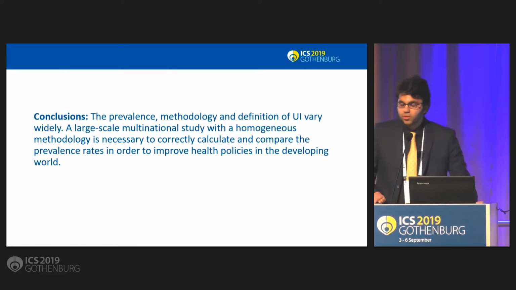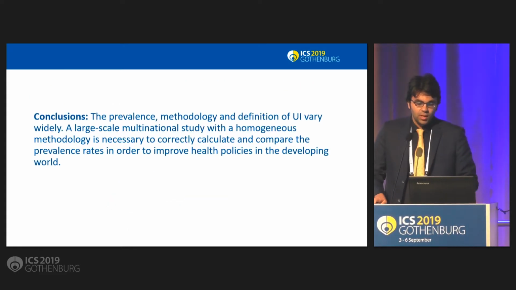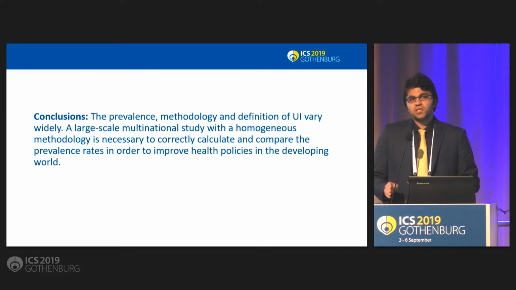And our conclusion that I want to make is that the definitions and the study types for measuring the prevalence of urinary incontinence vary widely in different countries, and it is necessary for all of it to come together for a single methodology to make it more homogeneous, to have a clear assumption of such an important issue and such a prevalent issue in the developing countries.